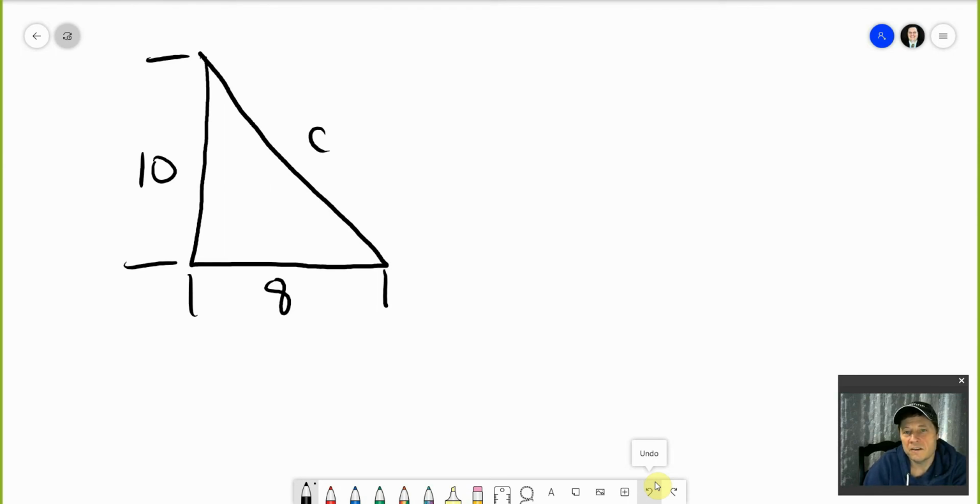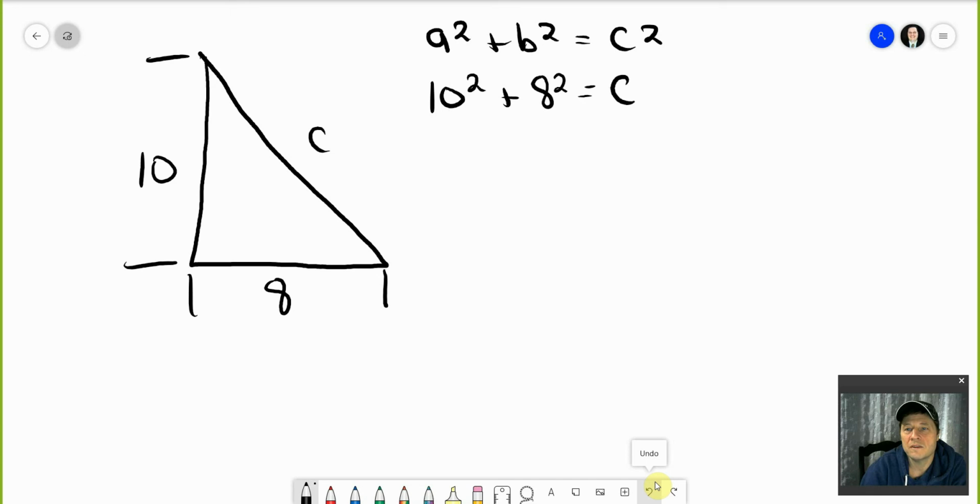So the Pythagorean Theorem states, and you can call this side A or this side A, it doesn't make any difference, right? A squared plus B squared equals C squared. So we solve it by plugging in the numbers. I'm going to call the height 10. So 10 squared plus 8 squared equals C squared. 10 times 10 is 100. So 100 plus 64 equals C squared.